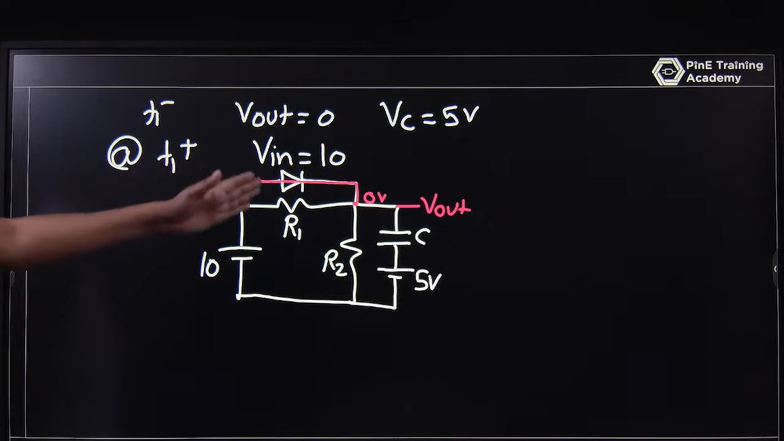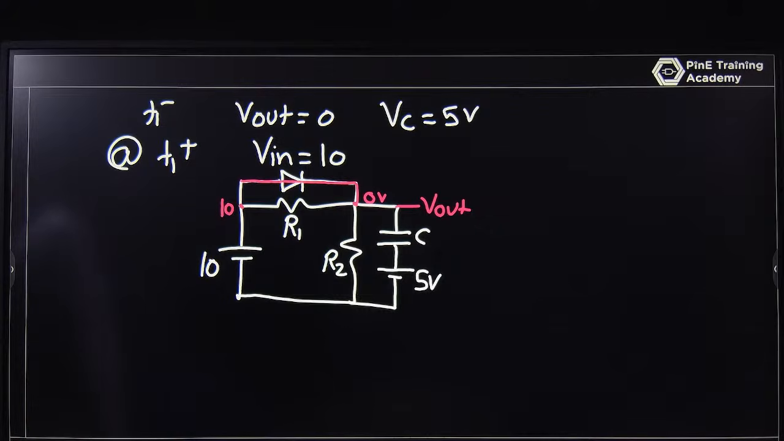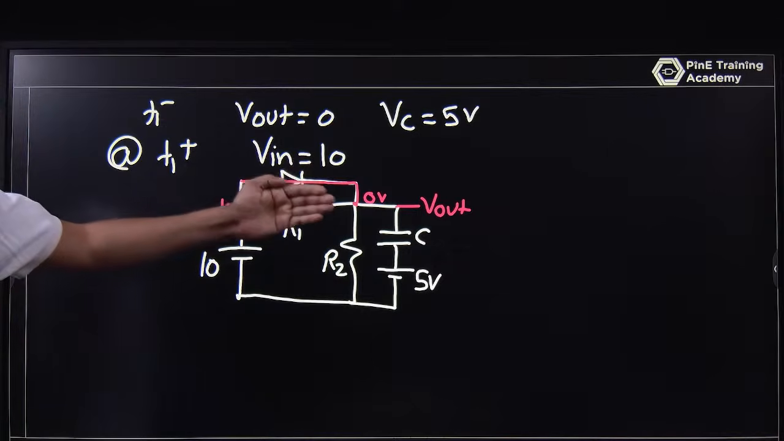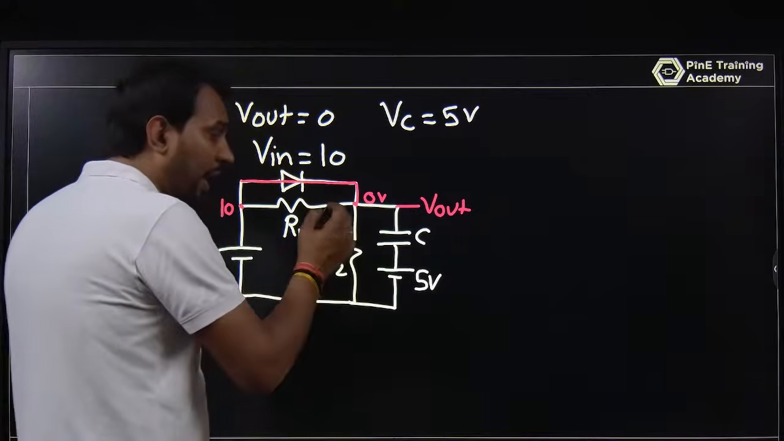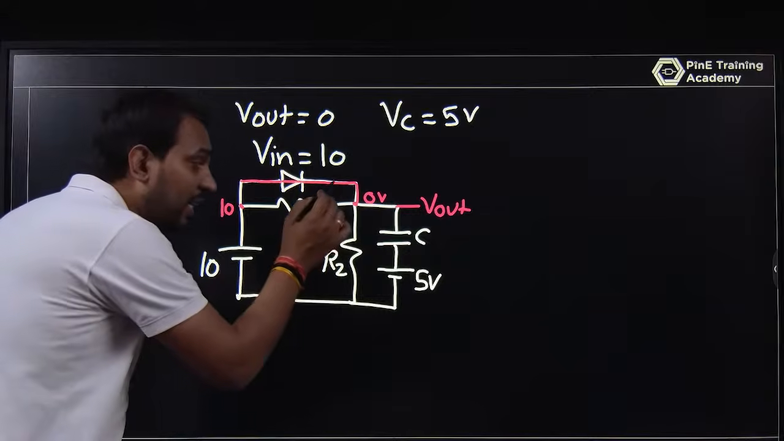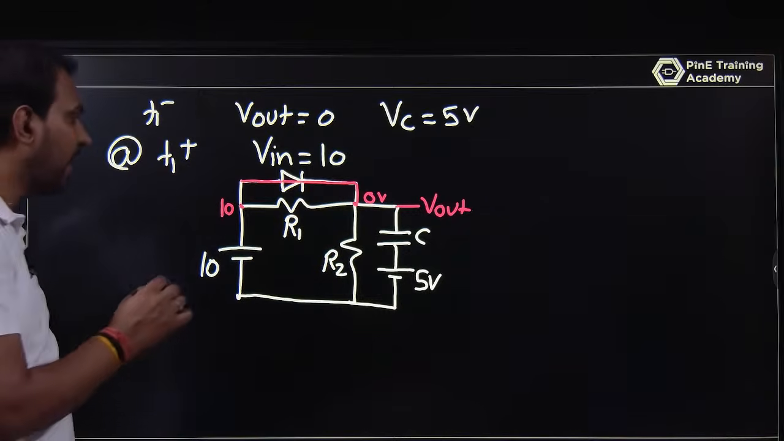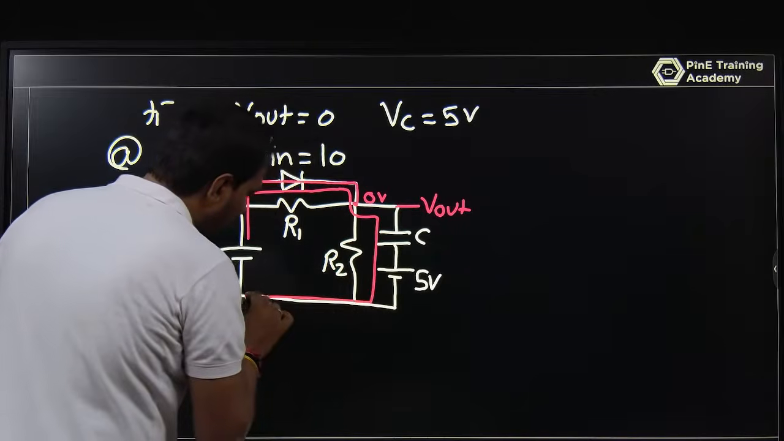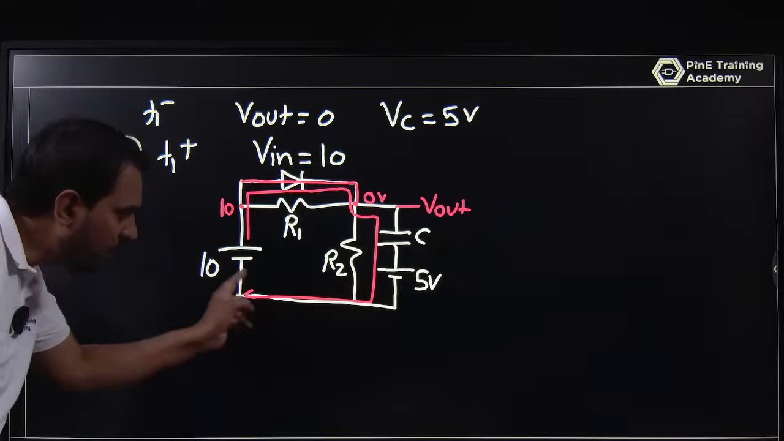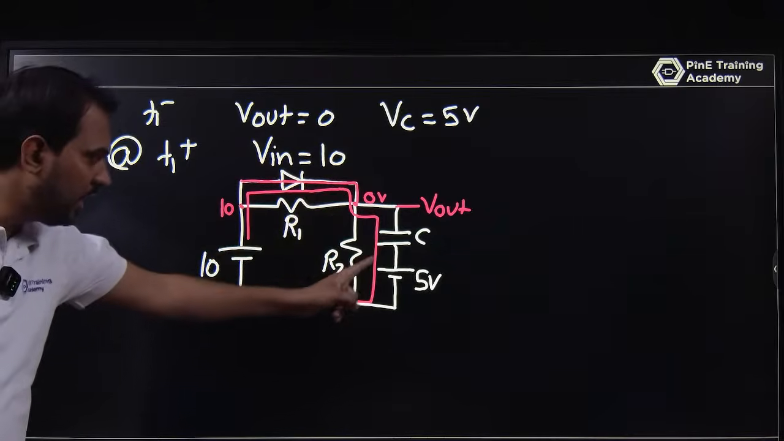So VA minus VB is greater than V gamma, where V gamma is 0. So 10 minus 0 is greater than 0. The diode behaves like a short circuit. And as the input reaches 10 volt, your diode will be a short circuit, and Vout becomes not 0, Vout becomes 10 volt. And here what is happening? The current is infinite. Why is it infinite? If you look at this path, there is no resistance path here.